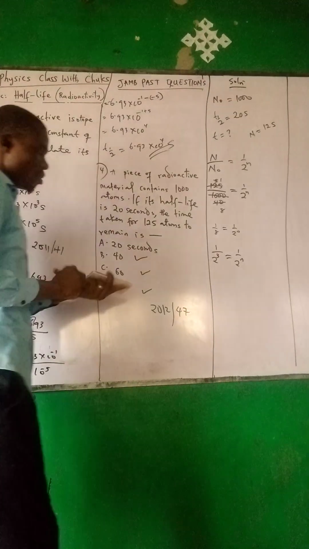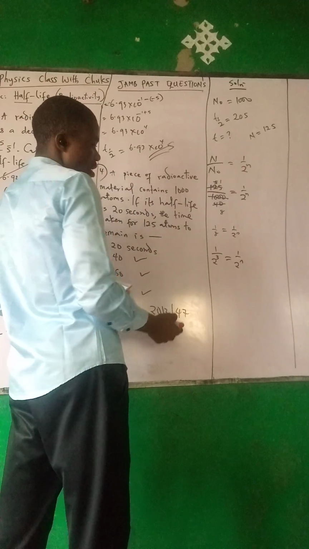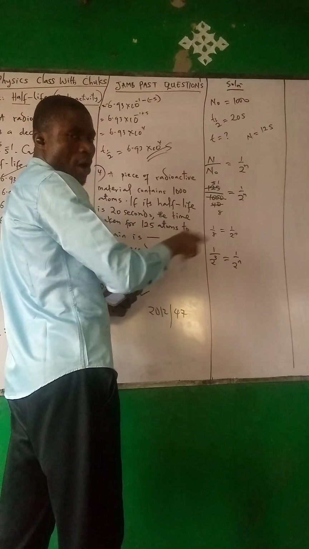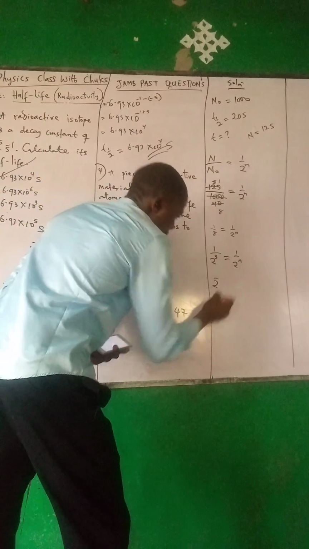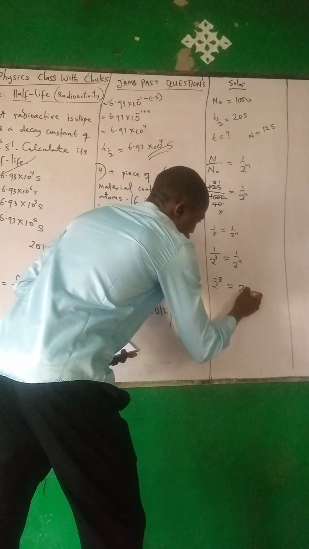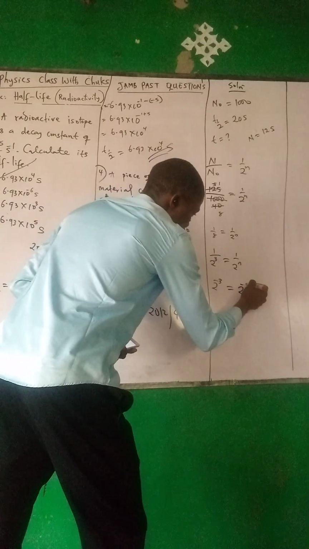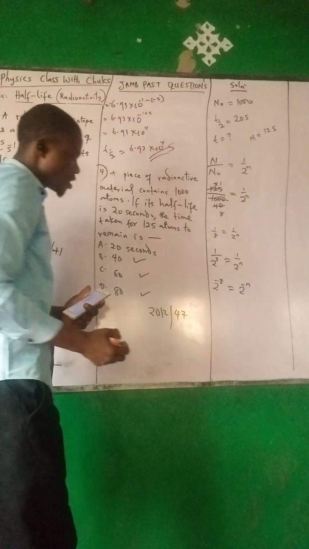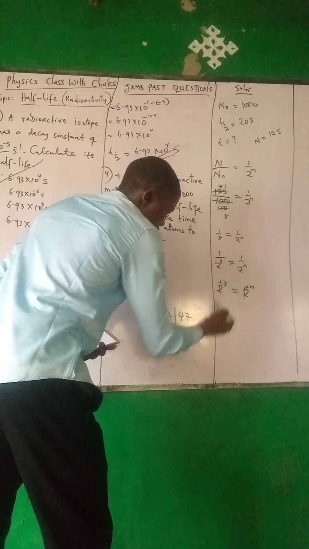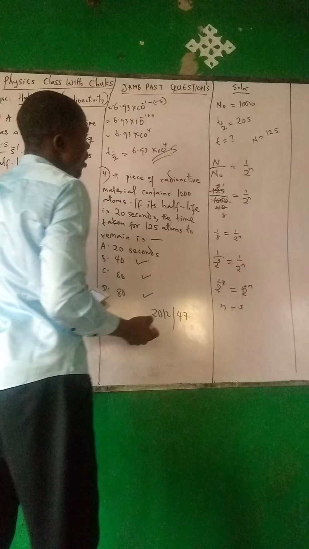So I continue, and that should be what next? 1 over means power minus, right? So I'm going to write 2 power minus 3 equal to, remember 1 over means power minus, so it should be 2 power minus n. According to the law of indices, I have to cancel out 2, then negative will cancel negative. So my n, the number of half-lives, will be equal to 3. What are we asked to find?